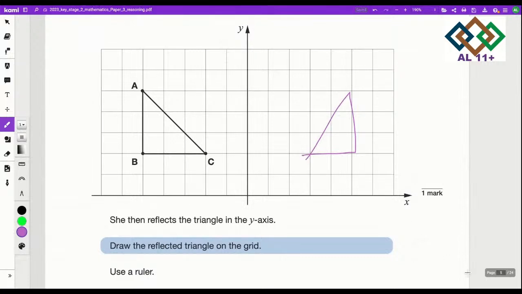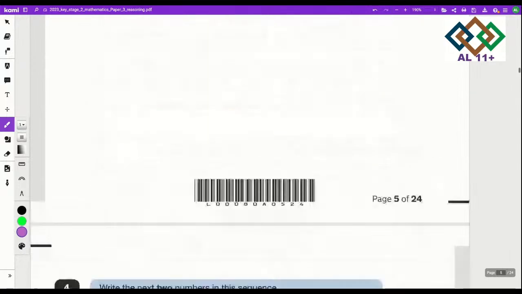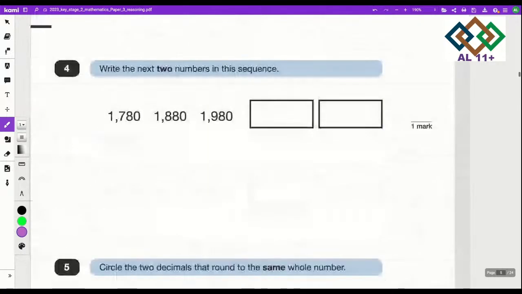So now we'll move on to number 4. Number 4 is your sequence. You must have done lots of sequences when you did your 11 plus. Or if you're preparing for 11 plus, sequence is something which is always there. Now they're telling you to write the next two numbers in this sequence. So what do you think it is?